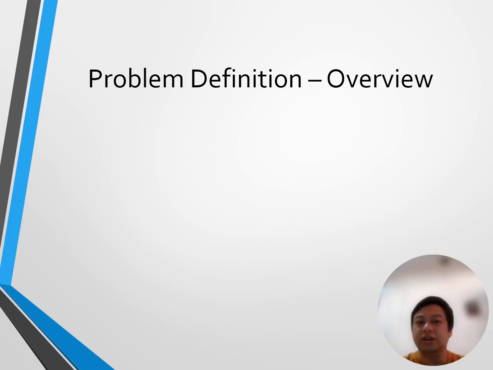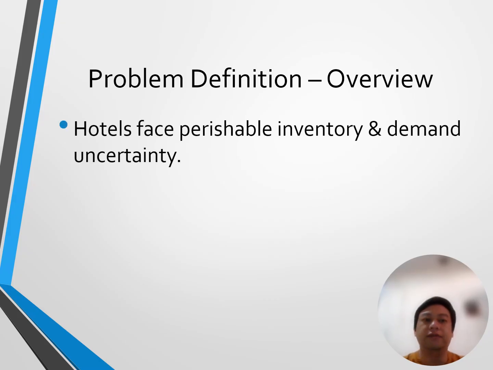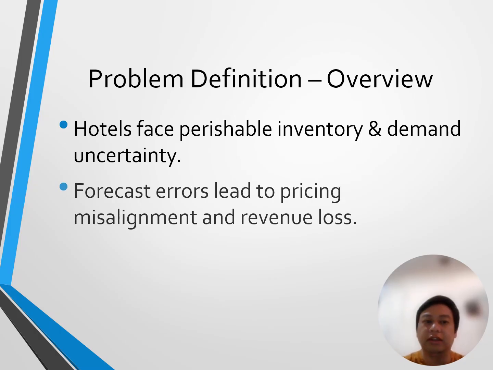And the problem definitions, there are three key points. First, hotels face perishable inventory and demand uncertainty, which means every unsold room cannot be resold in tomorrow's inventory, which makes it perishable compared to other industries based in manufacturing. Since the perishability and also the uncertainty of the demand, hotels require an accurate forecast. And if forecast errors occur, it can lead to pricing misalignment and also revenue losses.